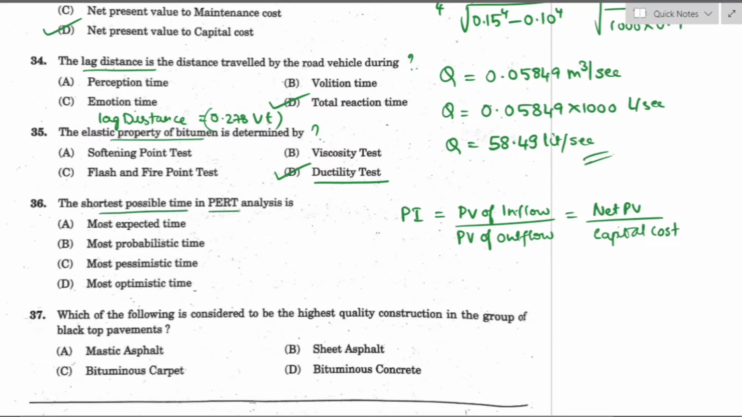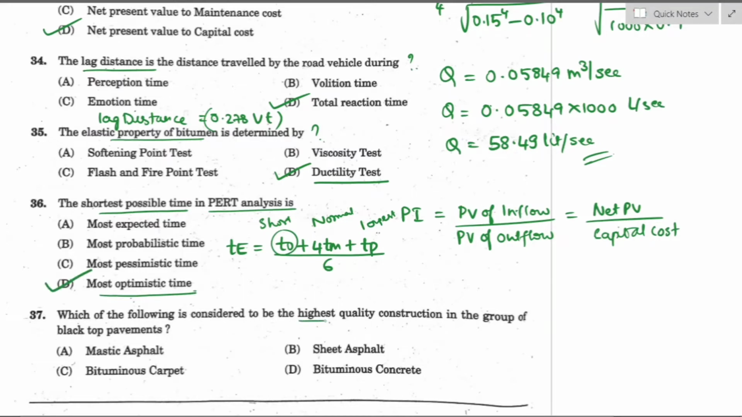Question number 36. The shortest possible time in PERT analysis is. In PERT analysis, the expected time is given by the formula optimistic time plus 4 times of most likely time plus pessimistic time divided by 6. Here you can observe optimistic time is shortest possible time to complete the project, and most likely time is the normal time, and pessimistic time is the longest time. So among this, the shortest possible time is most optimistic time. Option D is the right answer.